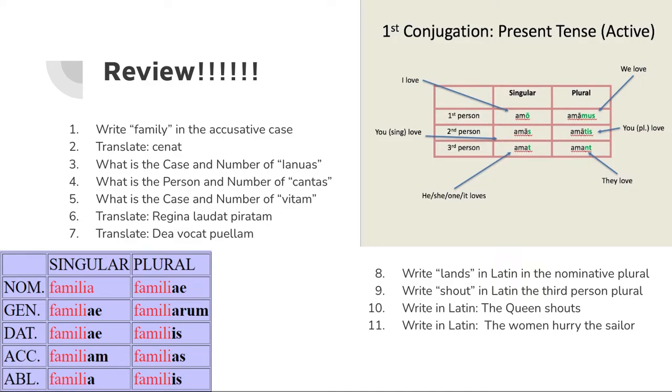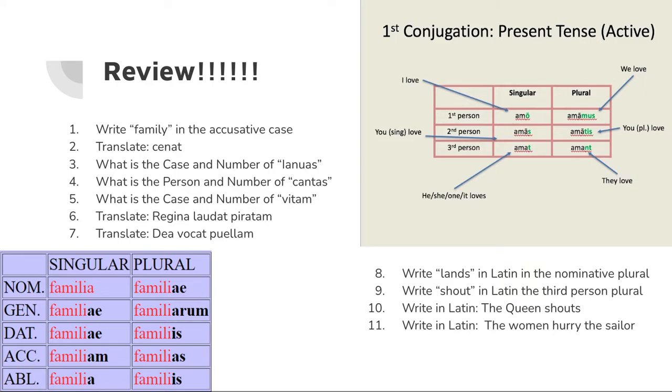So let's translate cenat. If you look at your worksheet and go to the vocab, you know that ceno means to eat. So cenat, if we look at the chart to the right, we can see anything that ends with a T is he, she, or it blanks. So ceno means eat, so it's going to be he, she, or it eats.